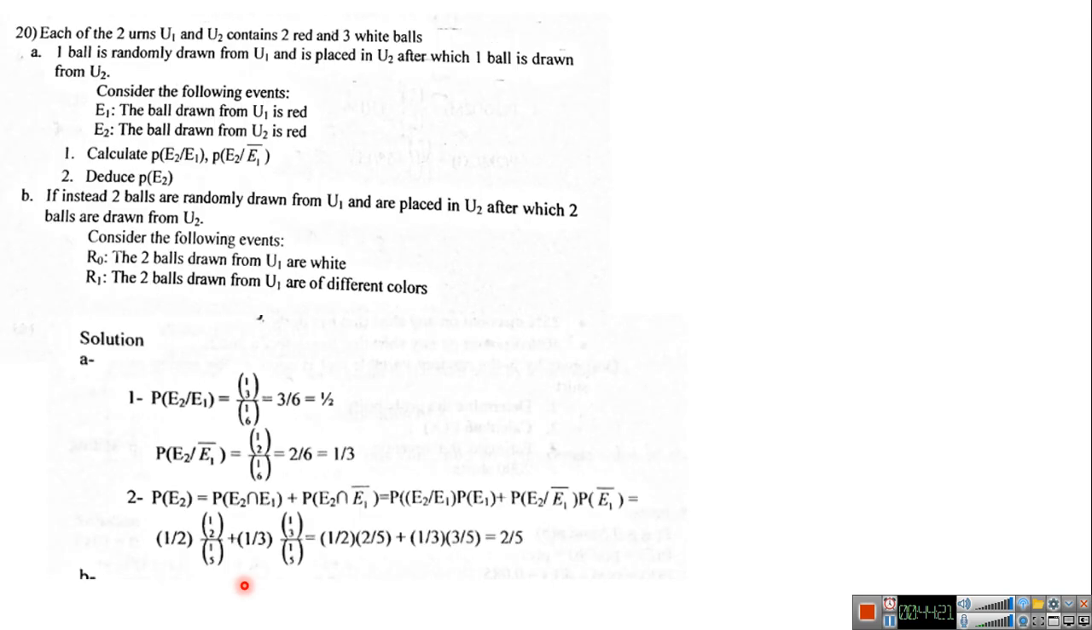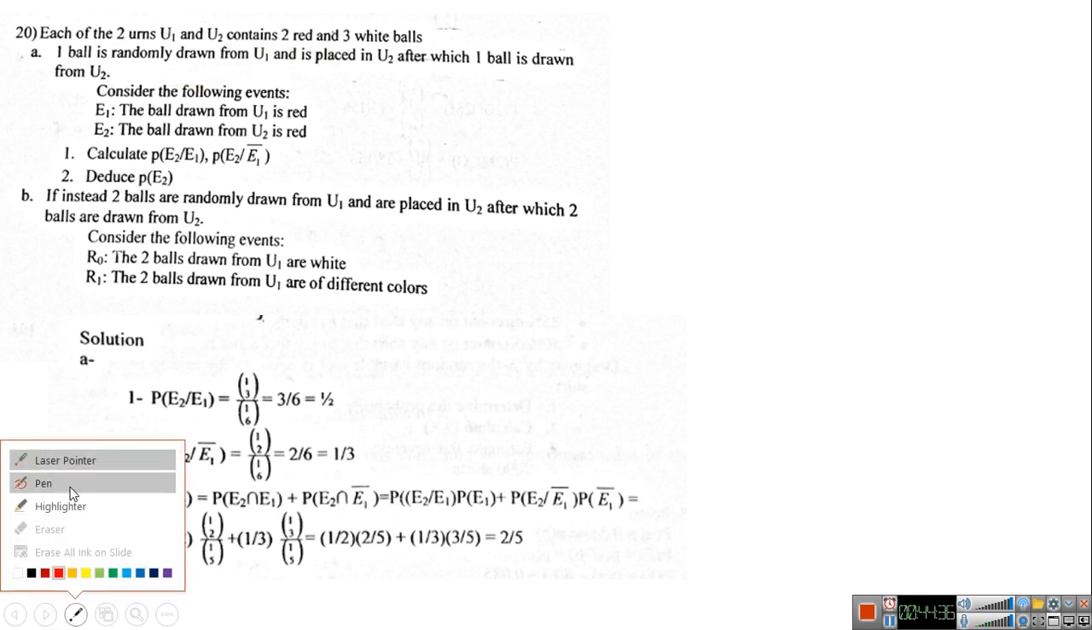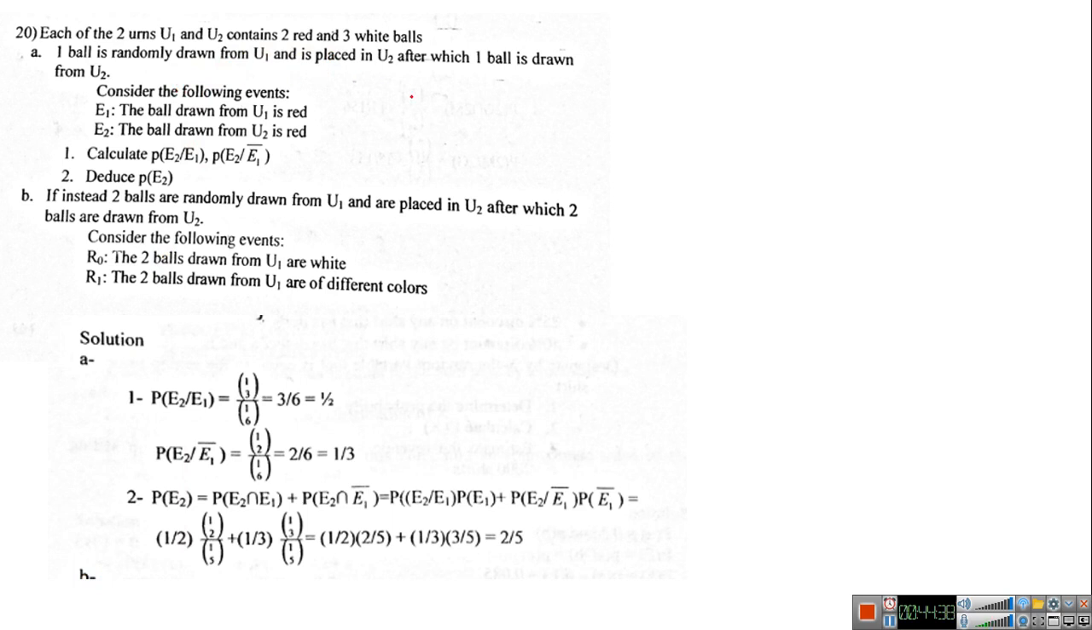This is also simple. Number 20: each of the two urns U1 and U2 contains 2 red and 3 white balls. You have the same balls, colors and number. One ball is randomly drawn from U1, and the ball you draw, you're going to put it where? In U2. E1: the drawn ball from U1 is red. E2: the drawn ball from U2 is red.